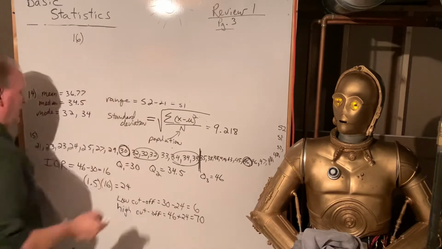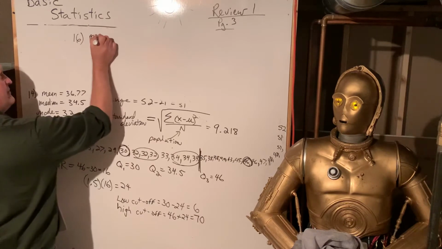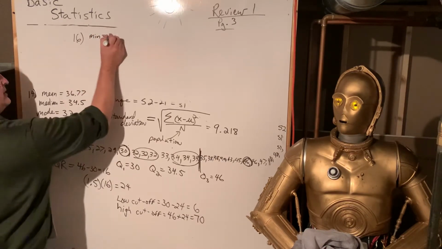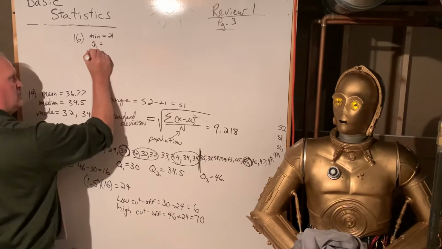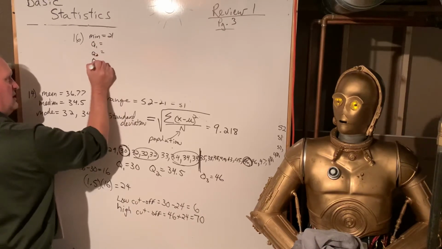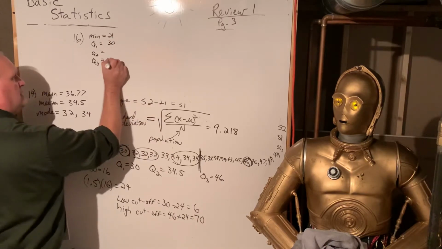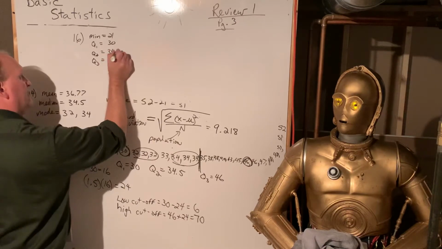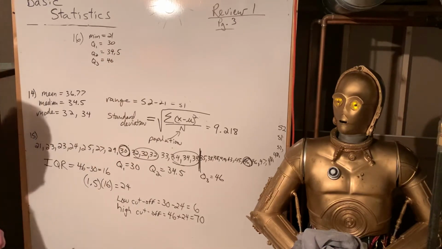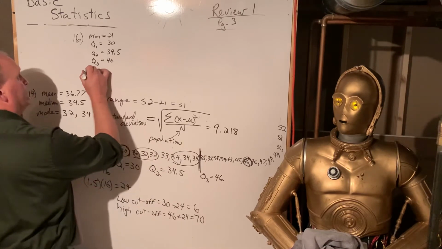So remember how a box plot works. You're using the 5-number summary. We have the minimum is 21. We found all of the quartiles, so Q1, Q2, and Q3. That is 30, and 46, and 34.5. And then the highest value is 52.